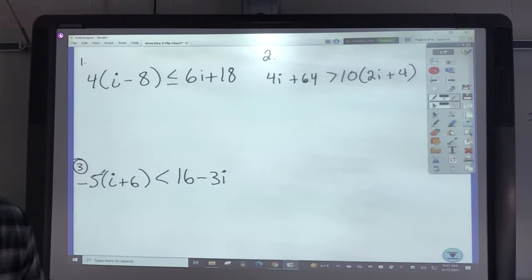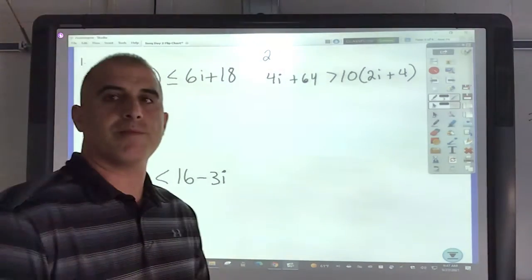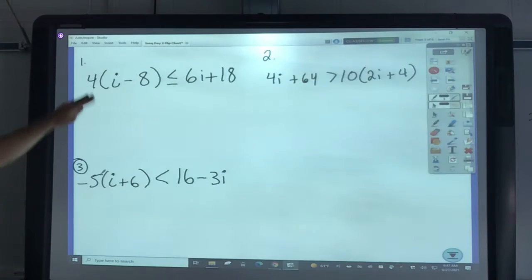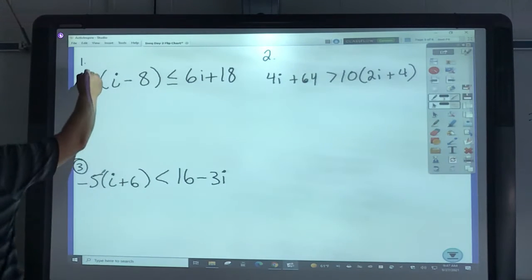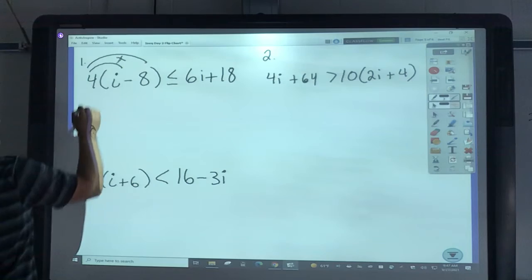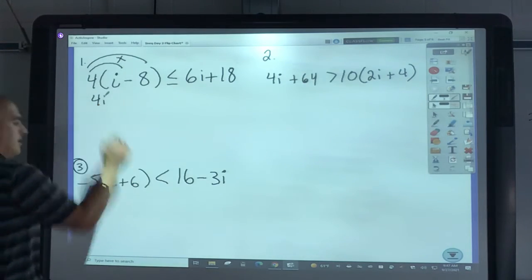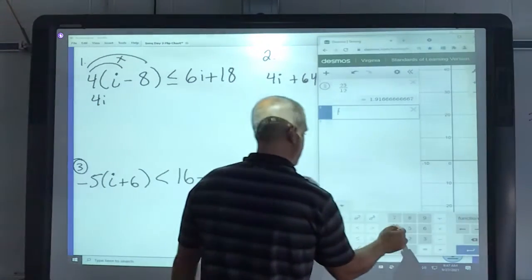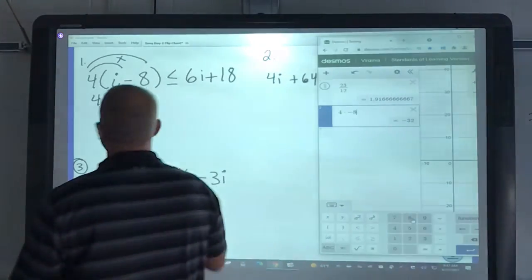Now we have the parentheses. Remember, the first step I want to do in any parentheses problem is the distributive property, I want to get rid of the parentheses. So I am multiplying there. 4 times i would be 4i. 4 times negative 8 is negative 32.